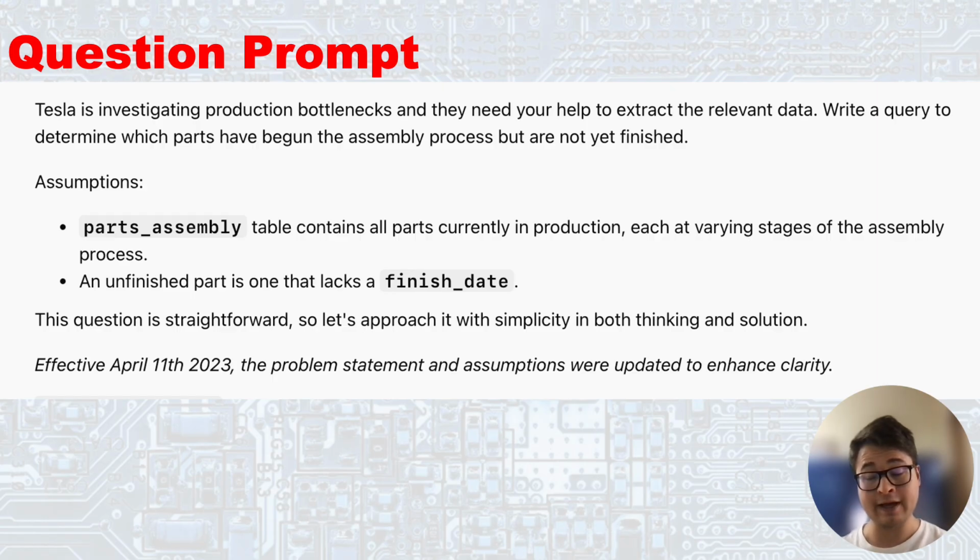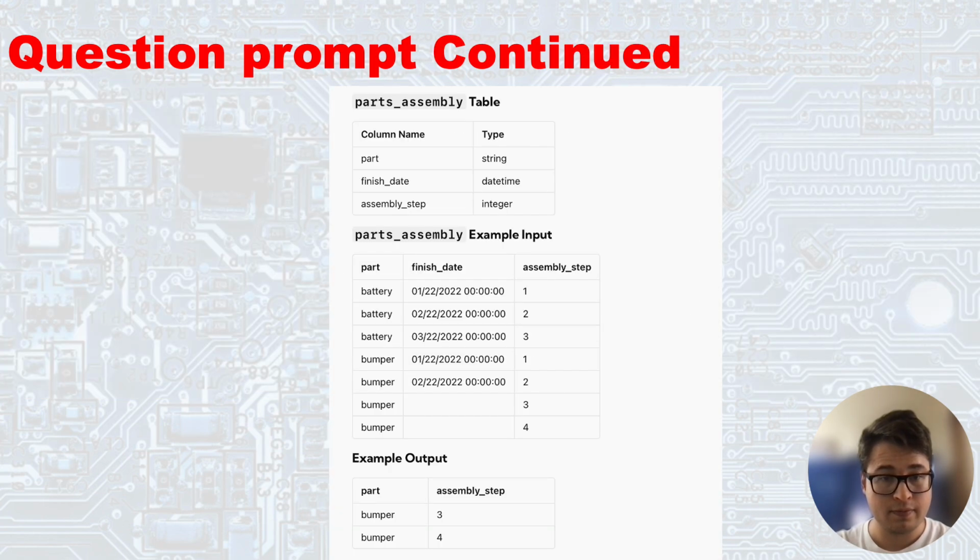So you can assume right now that finish date could be null, it could be an empty string, but you know that if you actually have a date type, you cannot have an empty string. So you're probably going to have the null value. So here you have the question prompt continued. You see that assembly parts that have begun production but are not finished have effectively not a single value, which means we're going to work with null, okay?